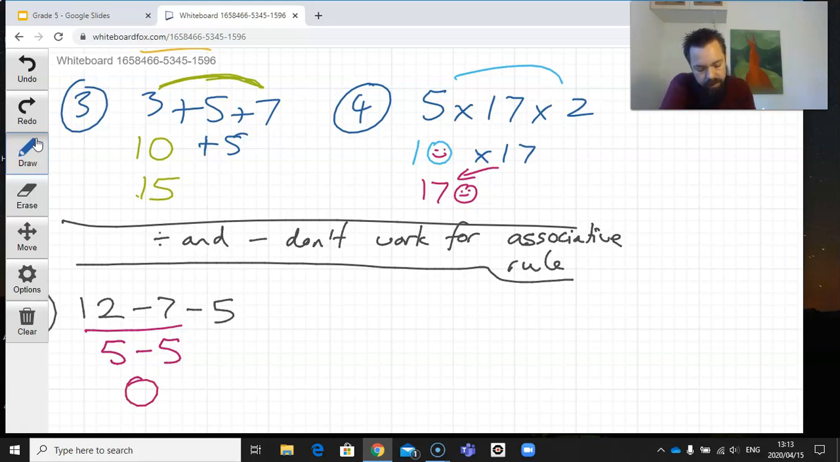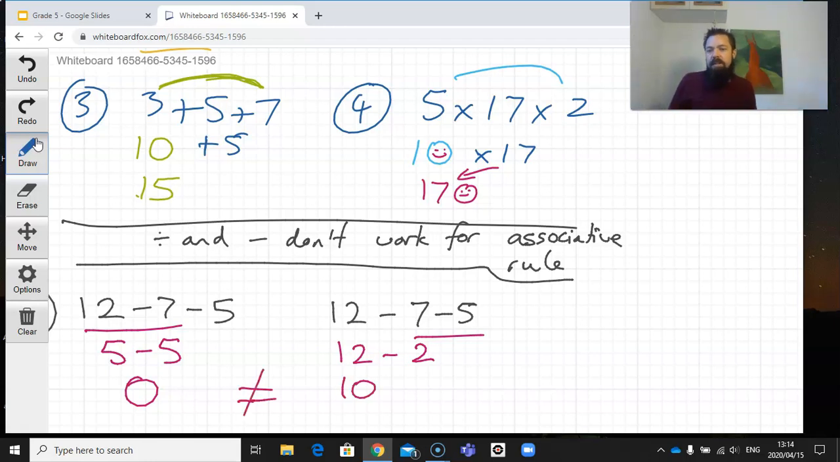On this side, I'm going to do the other part first. So 12 stays the same. 7 minus 5 is 2. 12 minus 2 is 10. And unless you do some very, very different maths to me, 0 does not equal 10. So it doesn't work with subtraction.